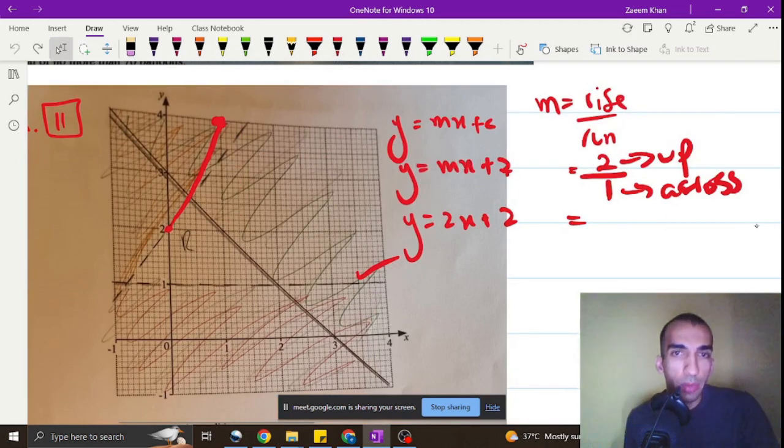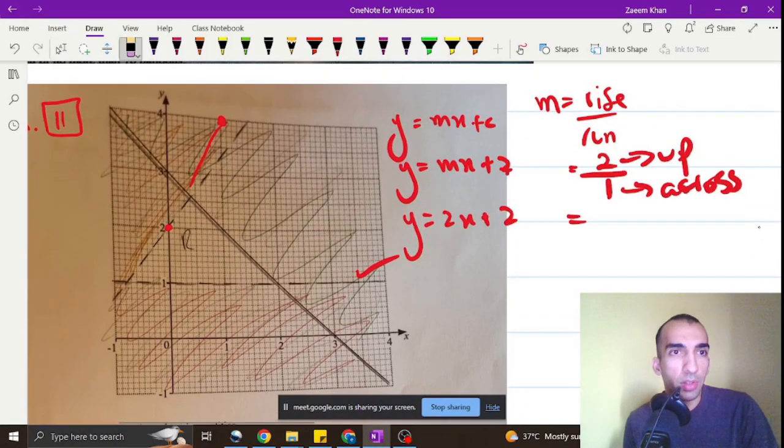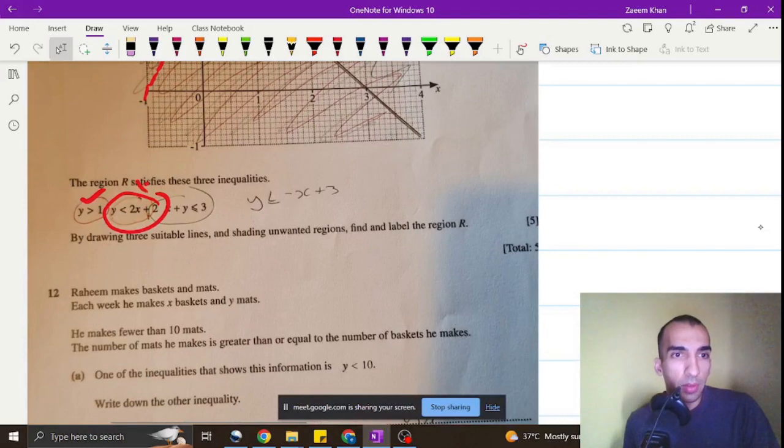If I were to draw this, it would have looked like this. This line should have gone like this. Oh, by the way, why is it dotted? Oh, it doesn't have an is equal to sign. Shabash, shabash. It should have looked something like this, right? So this isn't correct.